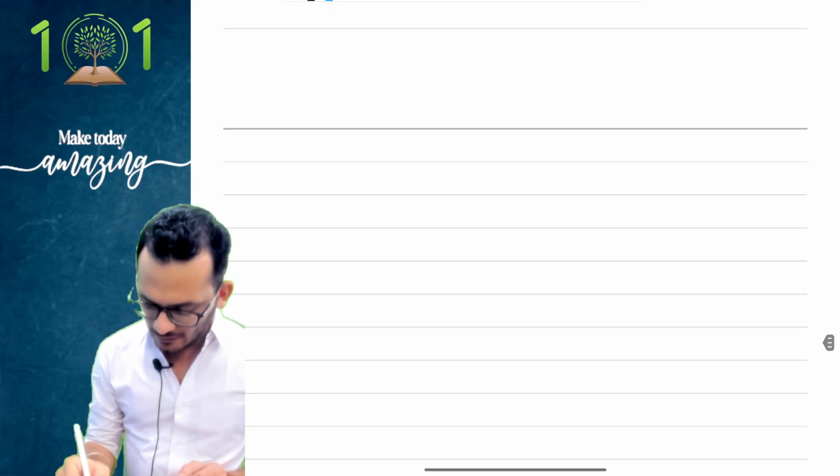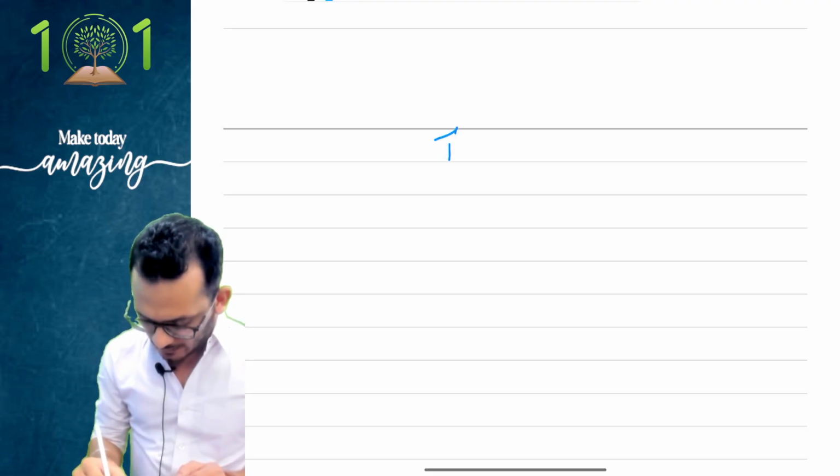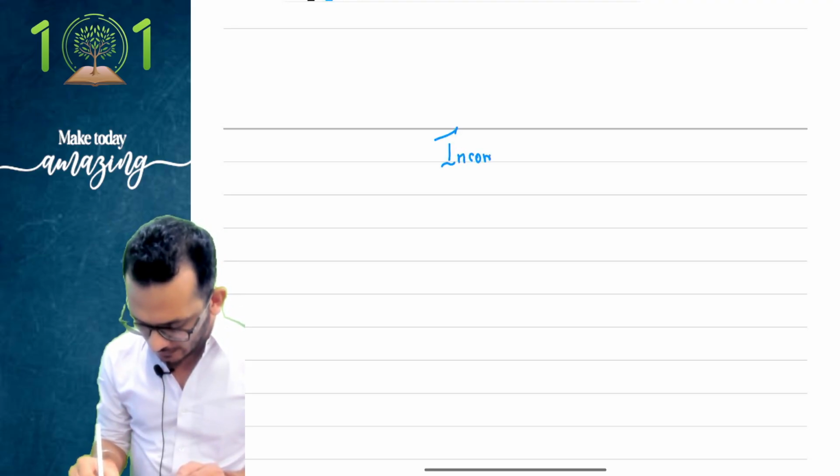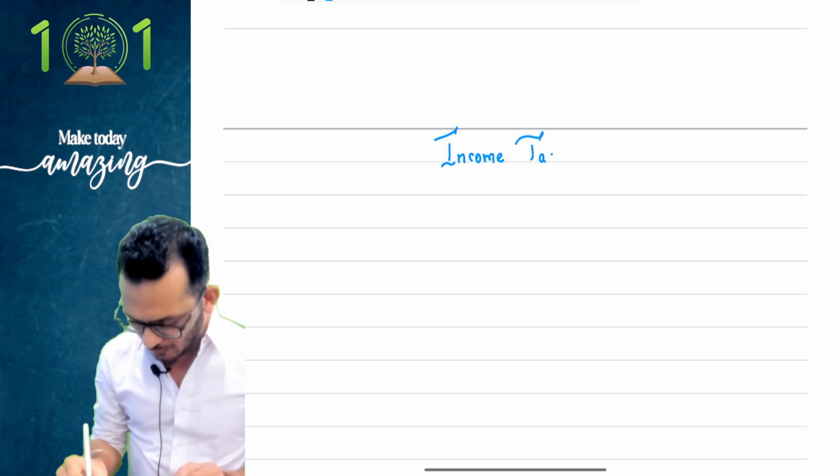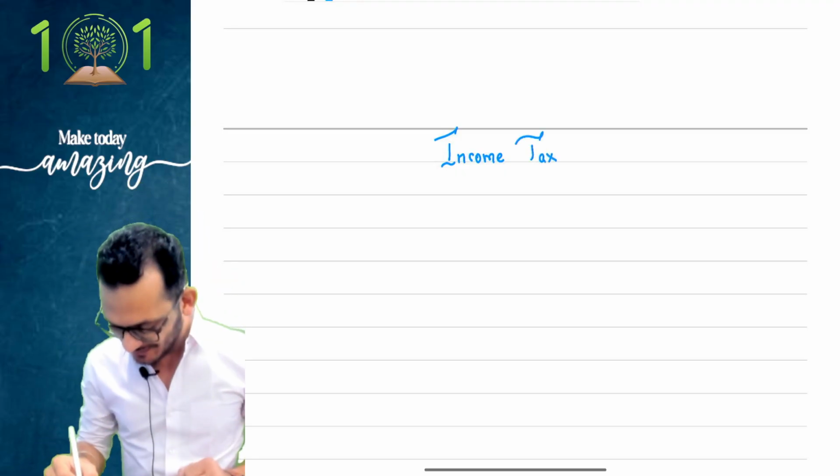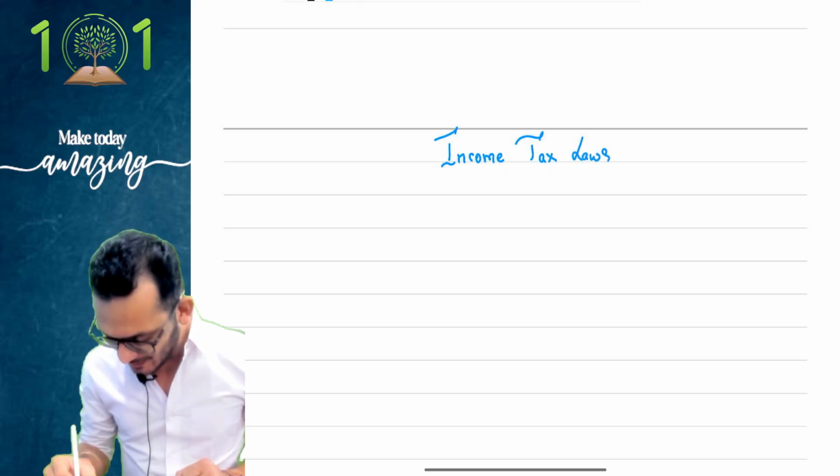What is the law, people? The law is called income tax. Oh wow, my handwriting is coming out good today. It's called income tax laws.